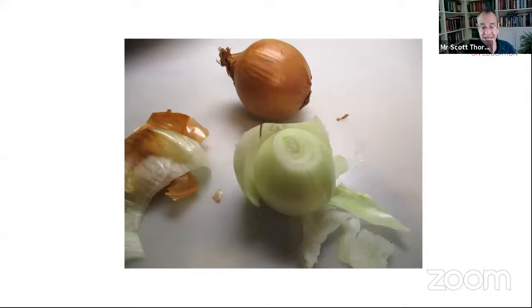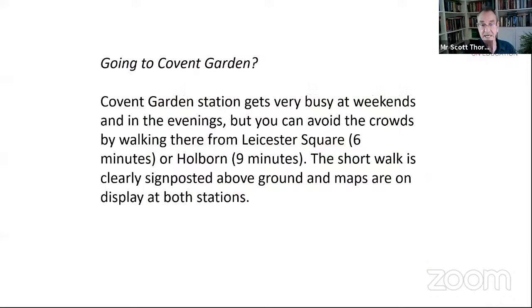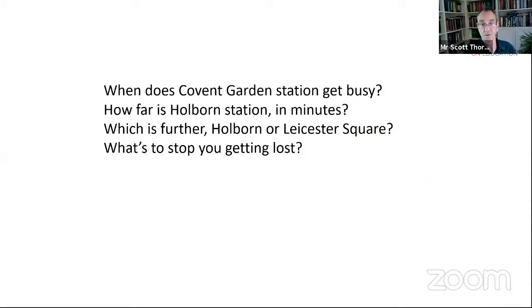So let's take another layer of the onion off and go into a bit more detail about this text. So there's the text again. Here are some questions. Can you remember the answer? When does Covent Garden Station get busy? How far is Holborn Station in minutes? Which is further, Holborn or Leicester Square? And what's to stop you getting lost? These are questions that you recognize as teachers. They are comprehension questions.